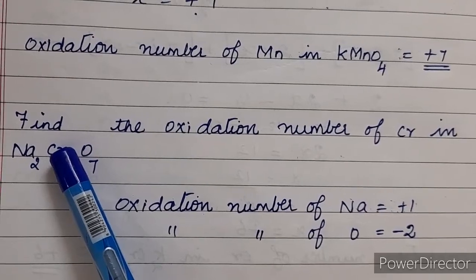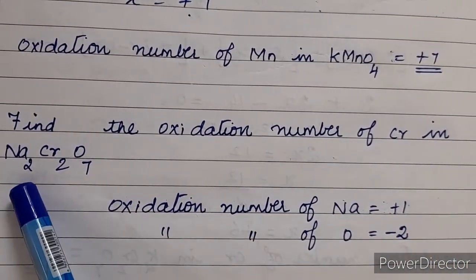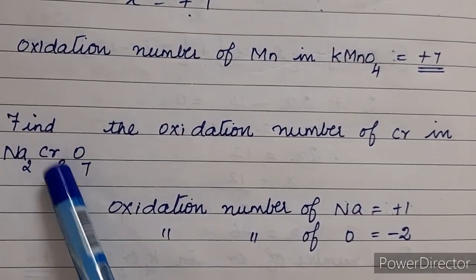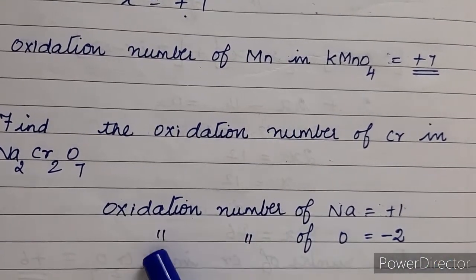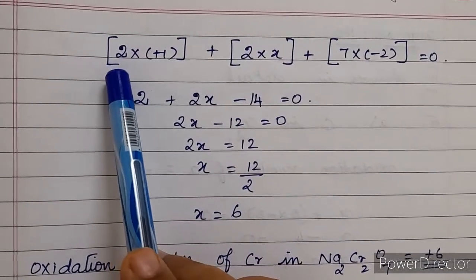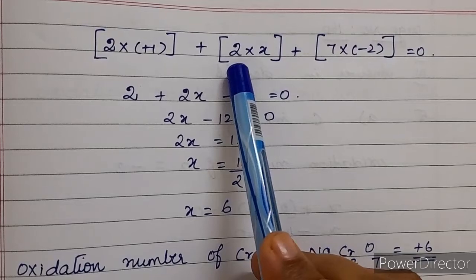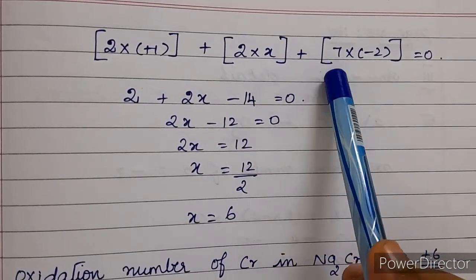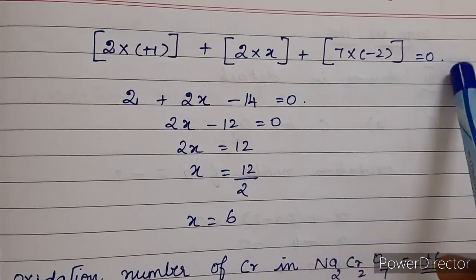Next, we are going to find out the oxidation number of Cr in sodium dichromate, Na2Cr2O7. So what is the oxidation number of sodium? It is plus 1. Oxidation number of oxygen is minus 2. Now how many sodiums are there? There are 2 sodiums. So 2 into plus 1. And how many chromium? 2. So 2 into X plus how many oxygen? 7. So 7 into minus 2. That should be equated to 0.